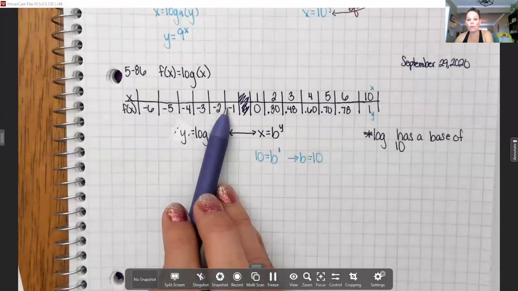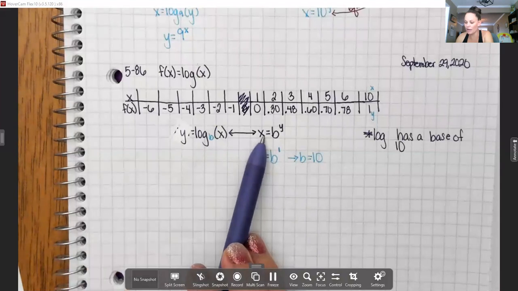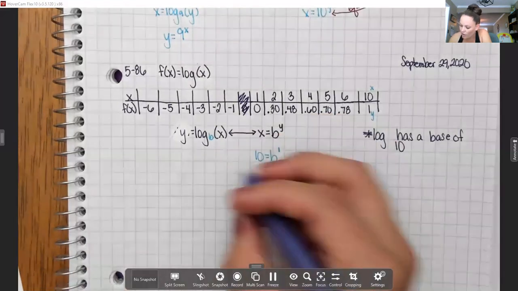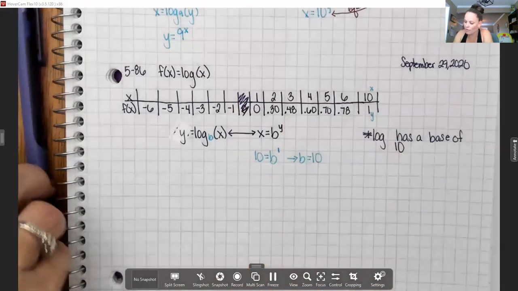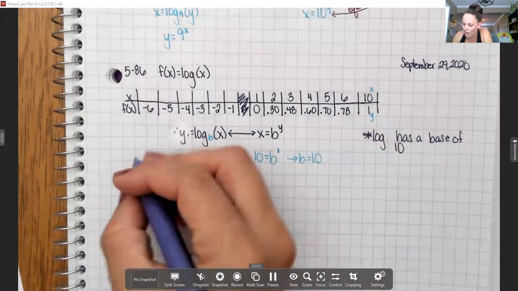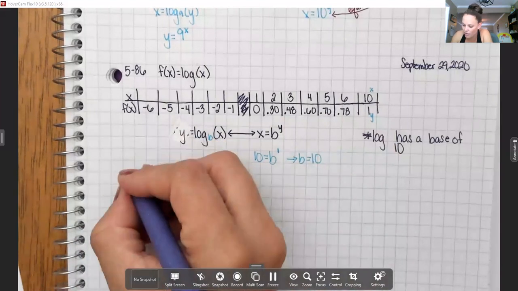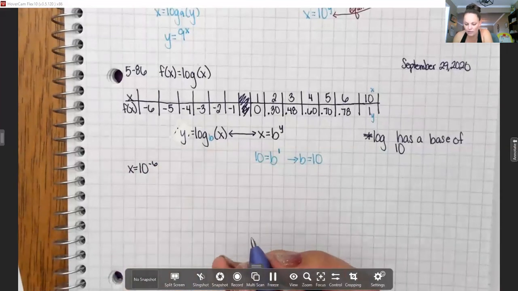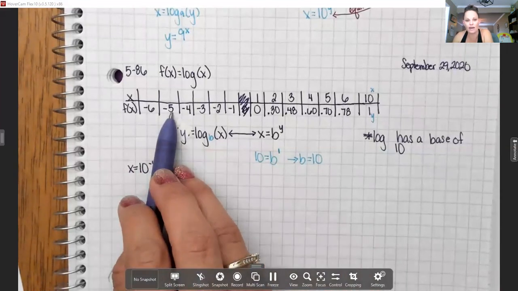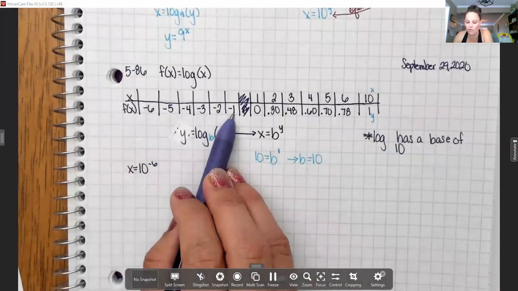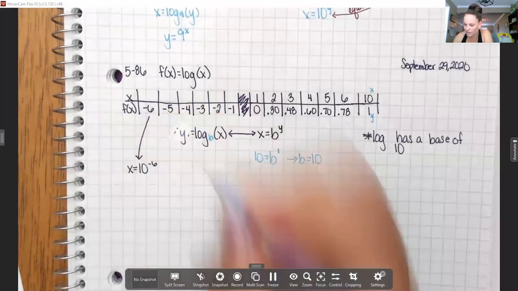And if we wanted to work backwards to fill in this table, we can use this same idea here. We're trying to find x. So here, if we have -6, I'm using this equation, x equals b to the y, and we know b is 10. We have x equals 10 to the -6. This is x equals 10 to the -5, 10 to the -4, 10 to the -3, 10 to the -2, 10 to the -1. That's for that one.